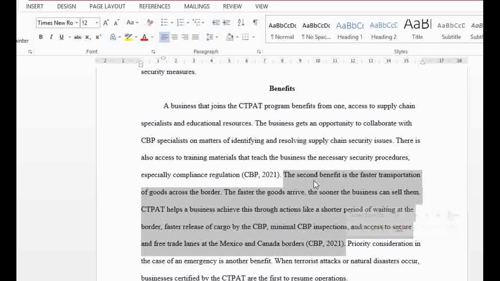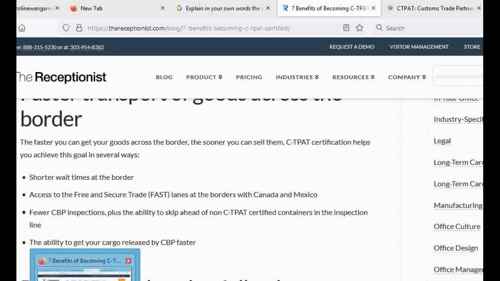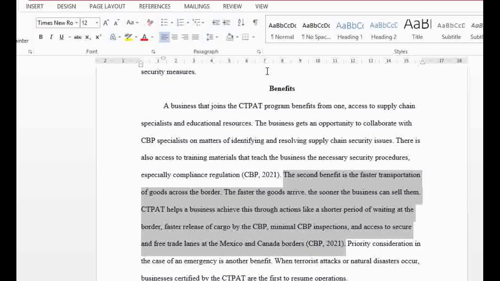So the second benefit is the faster transportation of goods across the border. The faster the goods arrive, the sooner the business can sell them. So this is my explanation. CTPAT helps a business to achieve this through actions like a shorter period of waiting at the border, faster release of cargo by the CBP, minimum CBP inspections, and access to secure and free trade lanes. And as you can see, all this information, guys, is right here. I just paraphrased it in a way that can be understood.